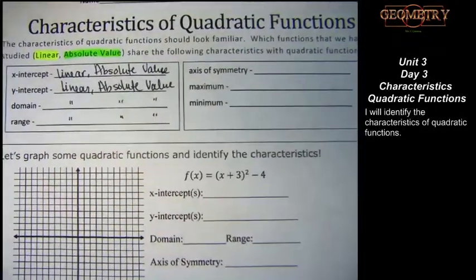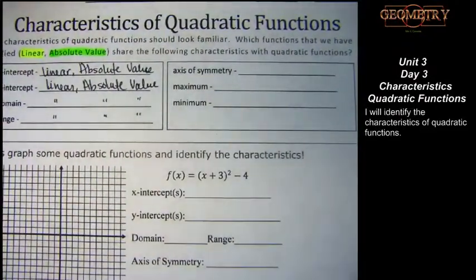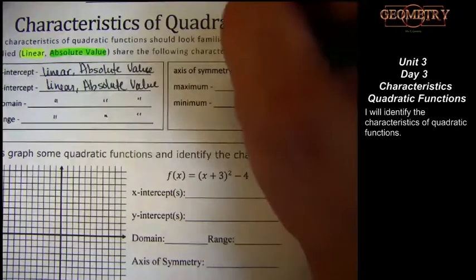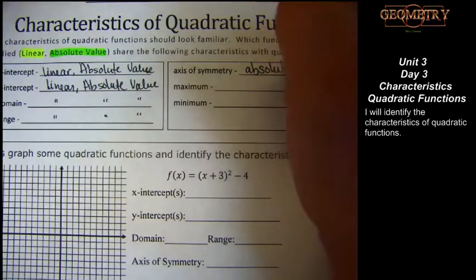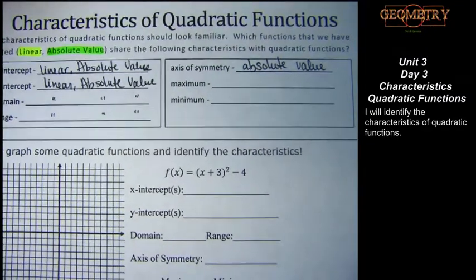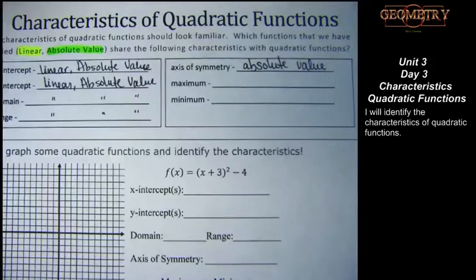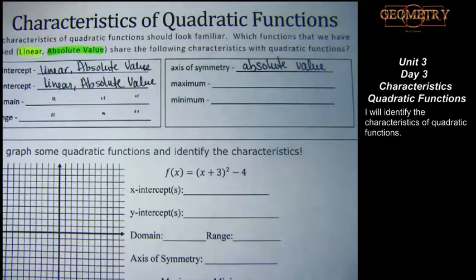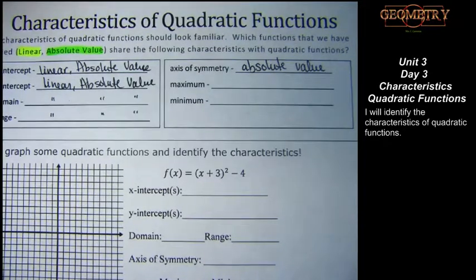Yeah, sure. Axes of symmetry. When did we deal with axes of symmetry? Linears or absolute values? Absolute values. What was that axis of symmetry in absolute value? The x, because the equation was x equals? Yes, you're not wrong. What about maximum and minimum? Which one? Absolute value for both? Yes.